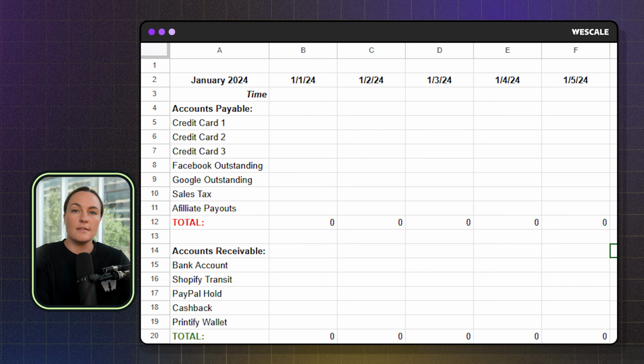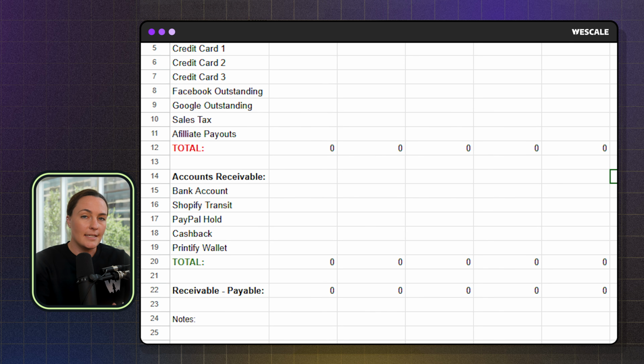So we can think of this as my Printify charges, my ad spend, and other outstanding expenses. At the bottom left-hand side of my balance sheet, this is all the money that's currently coming into my business. So we can think of Shopify payouts, PayPal deposits. We can also put my cash back that I get from my business credit card, as well as any kind of wallets where money that I deposited sits there until it gets removed.